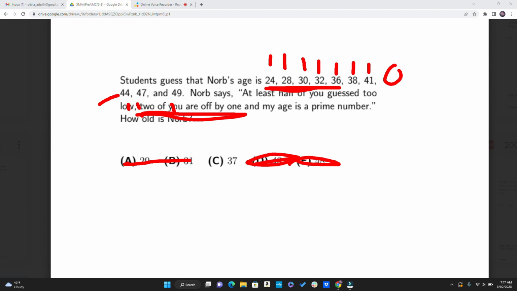What about 37? Here we see that's where 37 would go in the order. One person thought he was 36. One person thought he was 38. So in total, we've got 2 people who are off by 1. 36 is 1 less, 38 is 1 more. So that is our answer. Answer C.